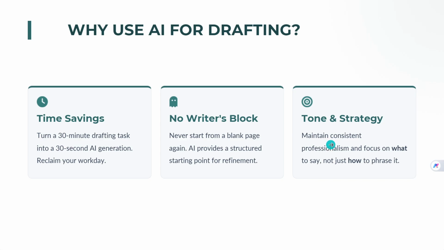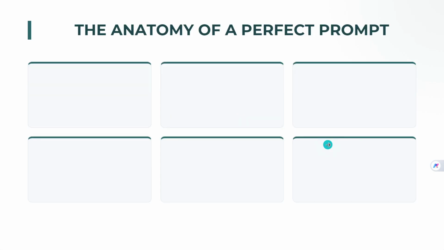Moving on, we'll be looking at the anatomy of a good prompt, or a perfect prompt. The quality of your AI generated draft depends entirely on the quality of your prompt. To generate a useful document, you must provide specific prompts. Here are the essential elements. First, the document type. Specify exactly what you are creating: a formal email, a progress report, an internal memo, or a project proposal.